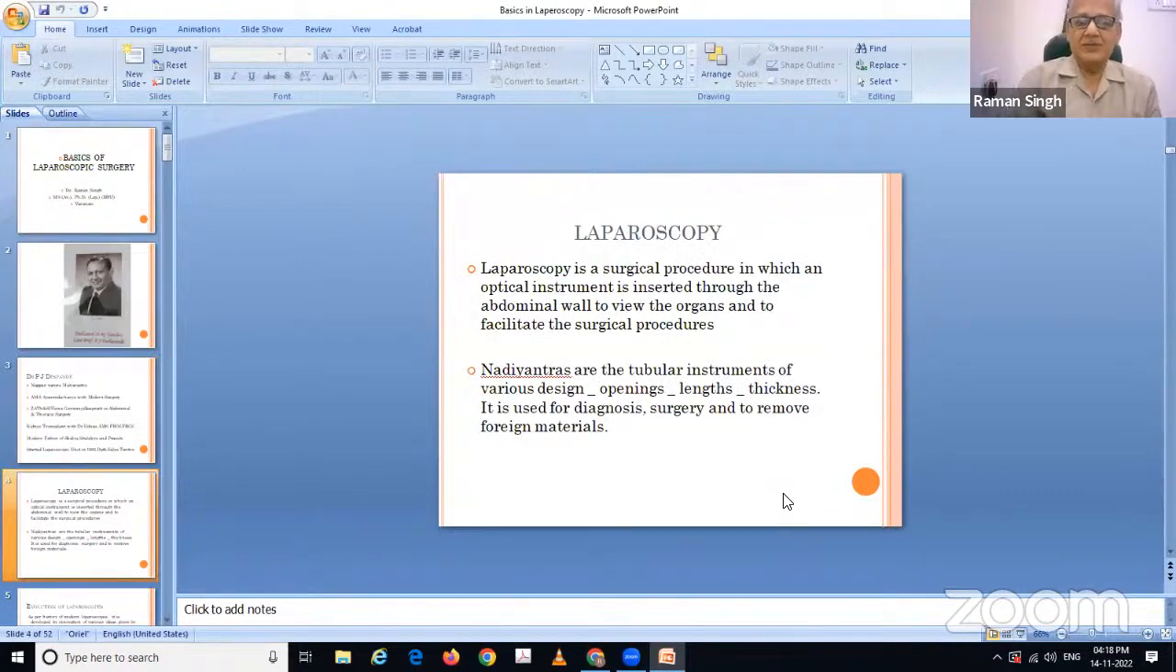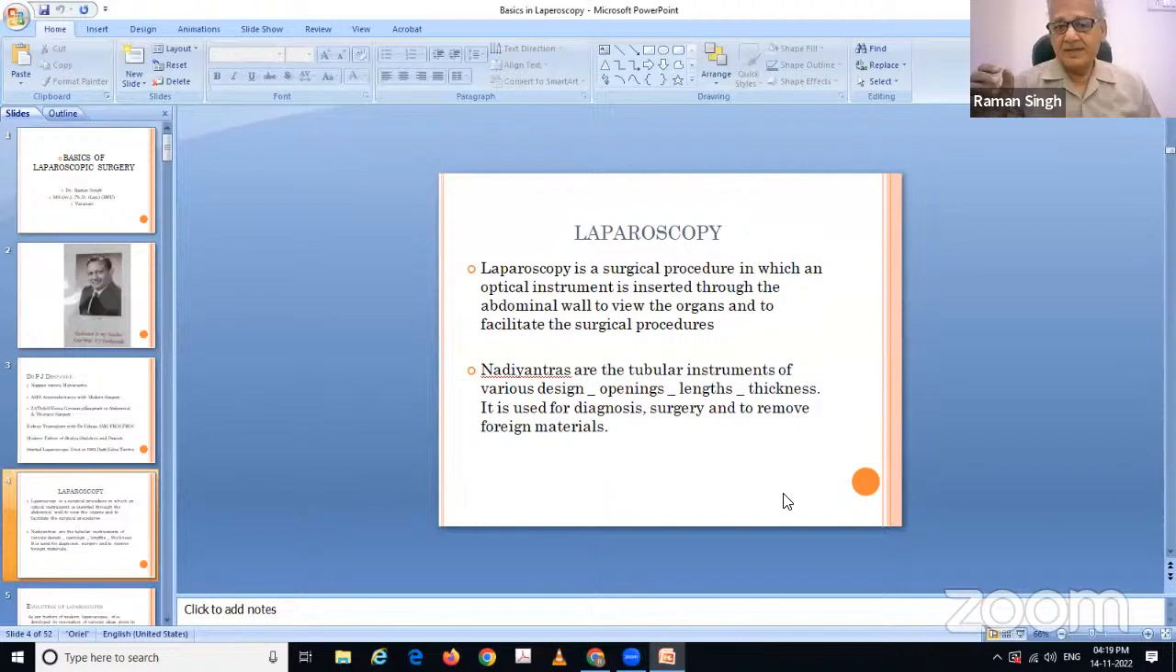Now, laparoscopy is a surgical procedure in which an optical instrument is inserted through the abdominal wall to view the organs and to facilitate the surgical procedure. This is the definition of modern laparoscopic surgery. In Ayurveda, Sushruta described in the yantras the Nadi yantra, tubular instruments of various designs, with several openings, of various lengths and thicknesses, used for diagnosis, to facilitate surgery and to remove foreign material. This was the sloka: Nadi yantrani anek prakarani anek mukhani ubhay mukhani, rog darshanartham, kriya sokarartham, shalya achushanartham.